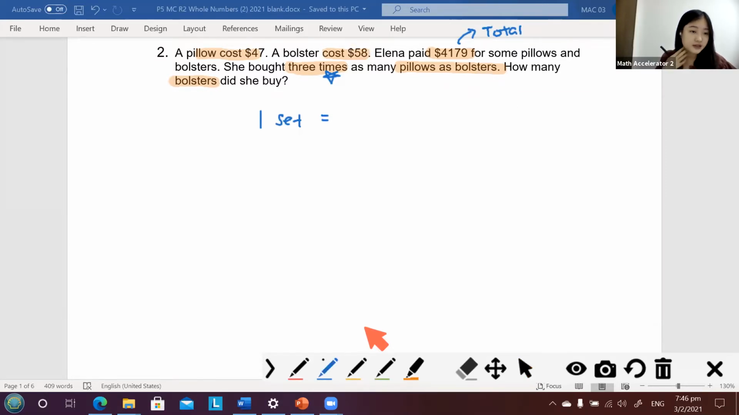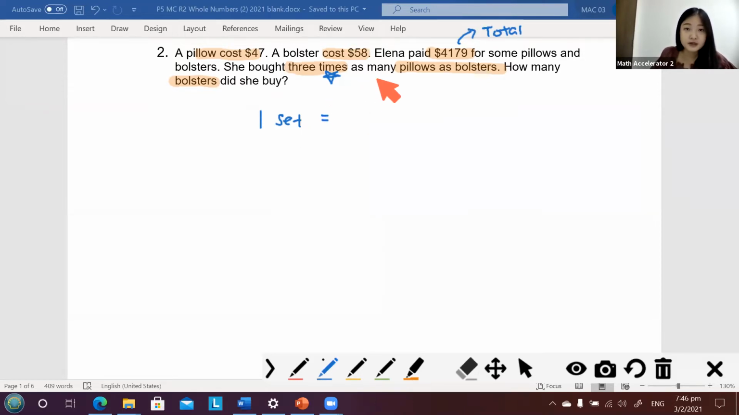Okay, so I see some of your answers. Some are a bit different. Let's take a look at your answers and see if it's correct. Some of you are telling me 1 of each, and some of you are telling me 3 pillows and 1 bolster.